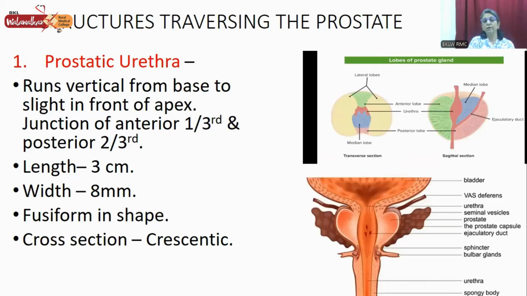Coming to the structures traversing the prostate gland, as we have seen earlier, again 3 structures are there. One is the prostatic urethra, as you can see, which is not exactly at the center but slightly in front. It is about 3 centimeters in length and fusiform in shape, so the maximum diameter is about 8 millimeters. If we take a cross section of the urethra, it is crescentic in shape, anteriorly convex and posteriorly concave.